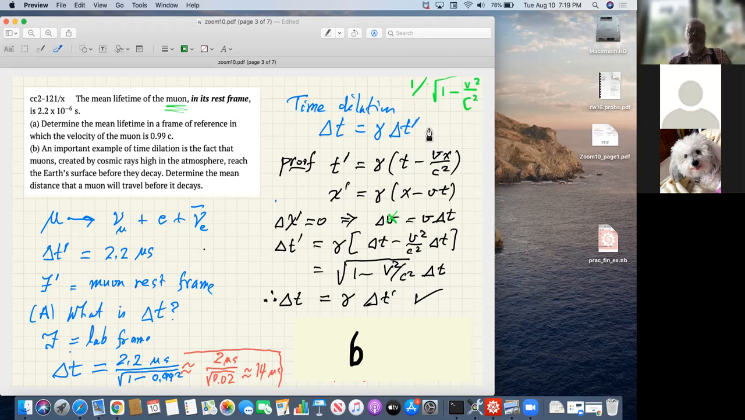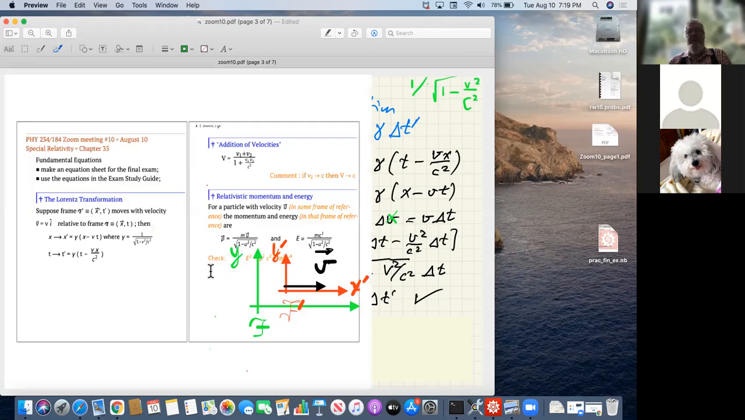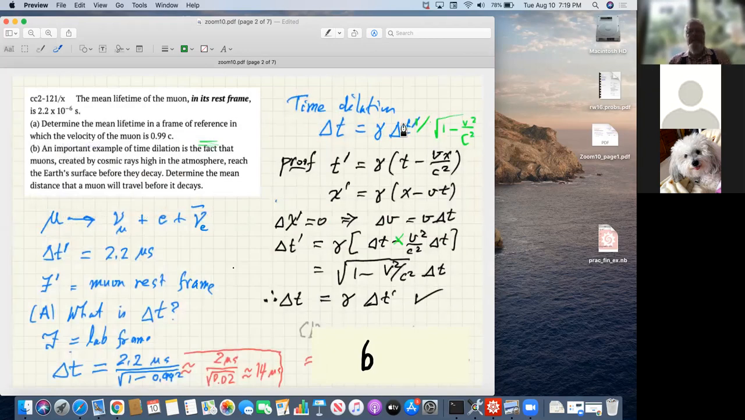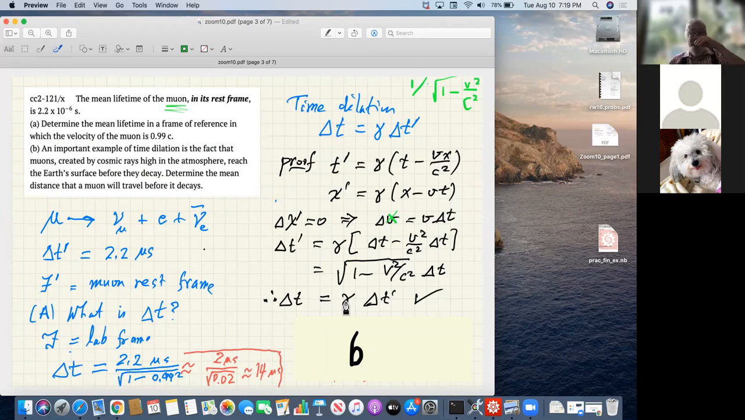Now, on the exam, you can just have this on your help sheet and immediately apply it, or on this problem for that matter. So delta t would be delta t prime divided by the square root of 1 minus v squared over c squared. So it'll be 2.2 microseconds over the square root of 1 minus 0.99 squared. That's about 14 microseconds. So the lifetime in the Earth's frame of reference is much larger than the 2.2 microseconds. Well, it's 7 times larger, roughly.